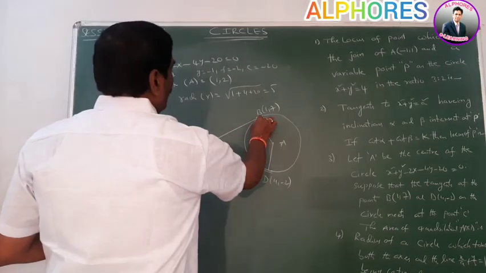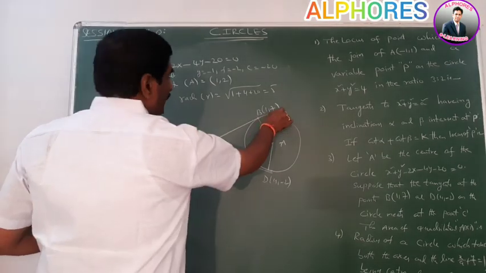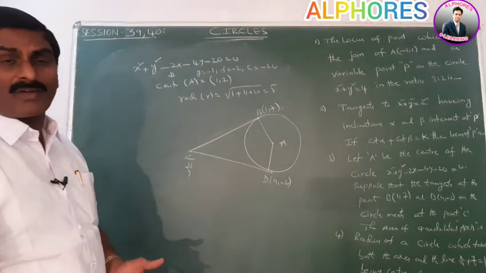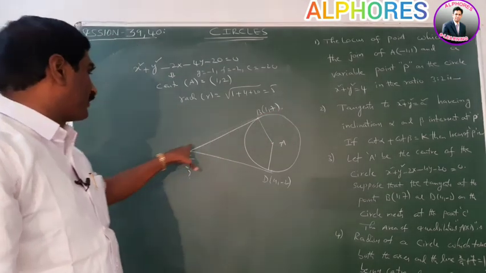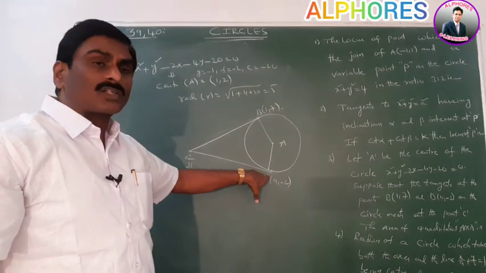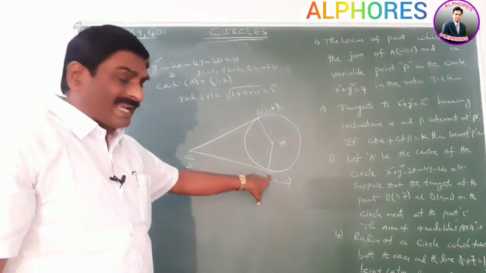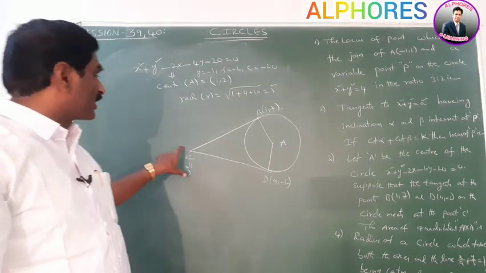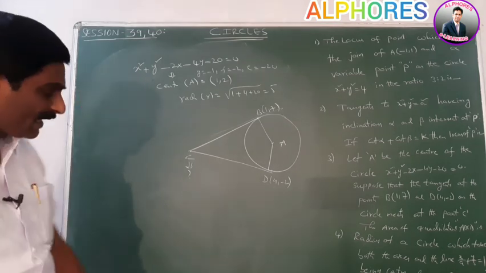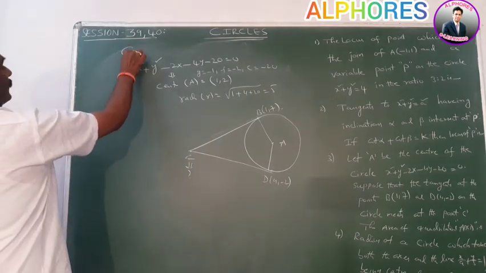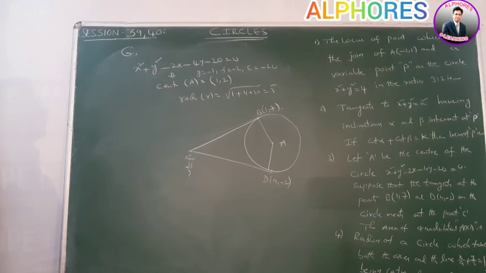Suppose B is one of the points on the circle. What is the equation of the tangent at a particular point P(x1, y1)? The equation of the tangent is S1 is equal to 0. By using that property, we find the equation of BC. Similarly, D is also a point on the circle. The equation of the tangent at D is S1 is equal to 0. By solving these two equations, we get C. Note this point. Given circle, center of the circle is (1, 2). Radius of the circle is 5.